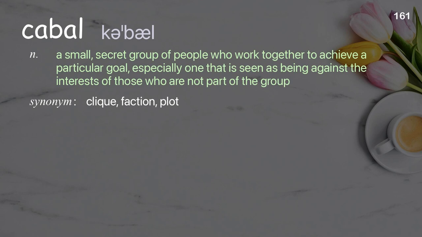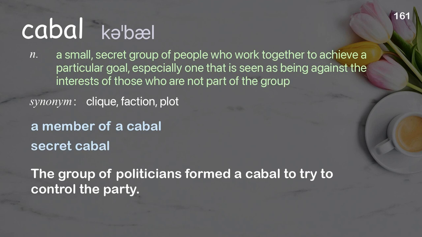Cabal: a small, secret group of people who work together to achieve a particular goal, especially one that is seen as being against the interests of those who are not part of the group. Examples: a member of a cabal. Secret cabal. The group of politicians formed a cabal to try to control the party.